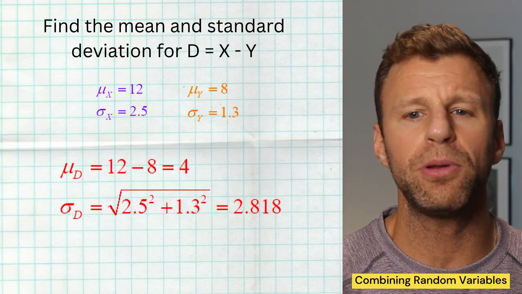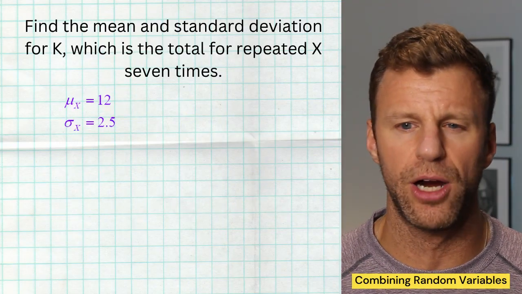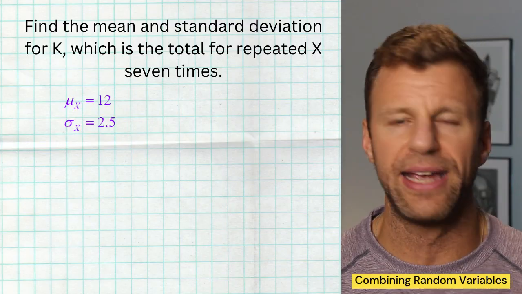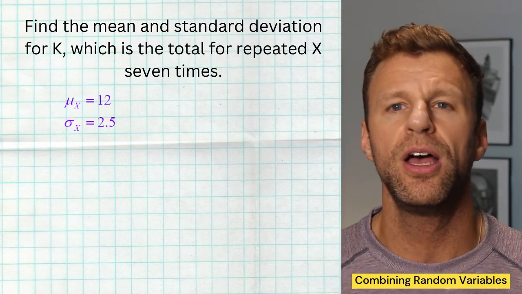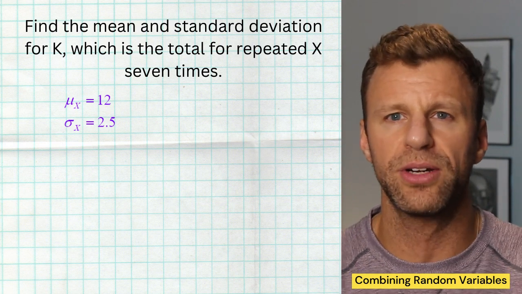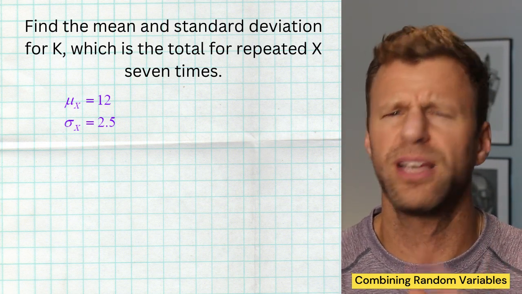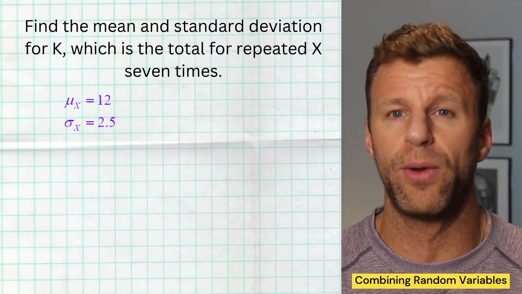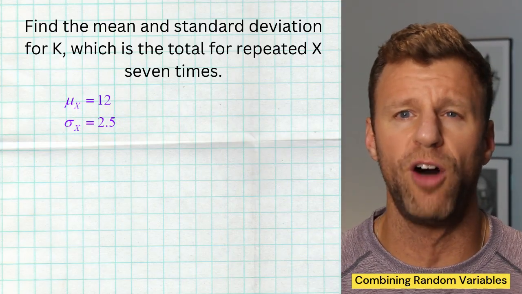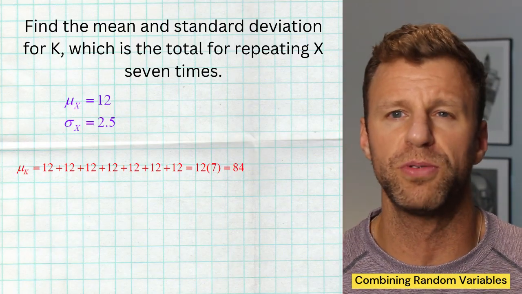All right, final example, let's talk about repeating a random variable. So let's say that we're going to have k. K is a random variable of repeating random variable x 7 times. So we're going to do random variable x, do it again, and again, and again, and I think that was 7. All right, so what is the mean? Well, every time you have random variable x, you expect 12. So it's 12 plus 12 plus 12 plus 12 plus 12 plus 12 plus 12.